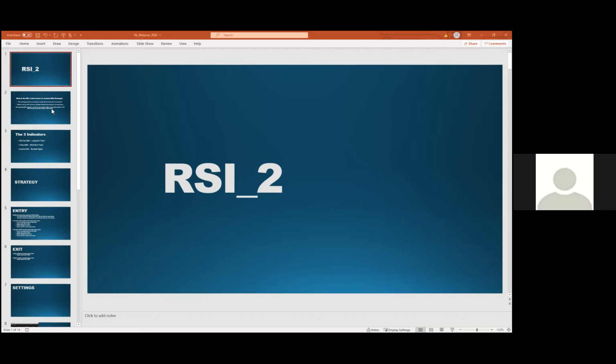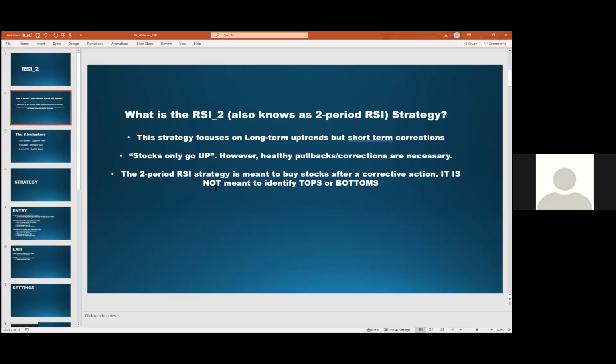It's very simple and straightforward, so most of y'all are familiar with what the RSI is. Now this is a slight variation on the RSI strategy. So what is RSI basically? This strategy is referred to as a mean reversion strategy.